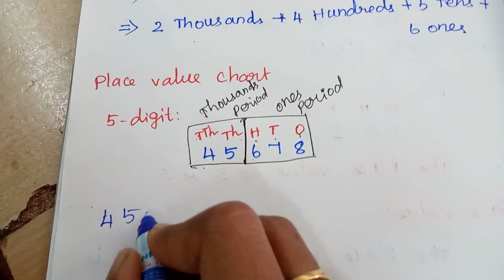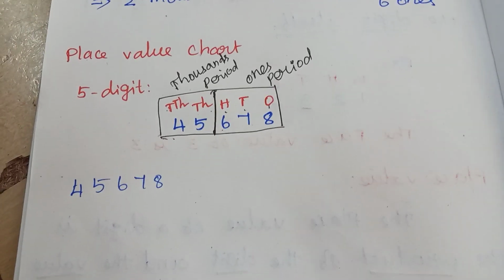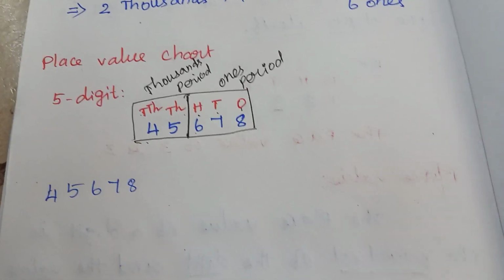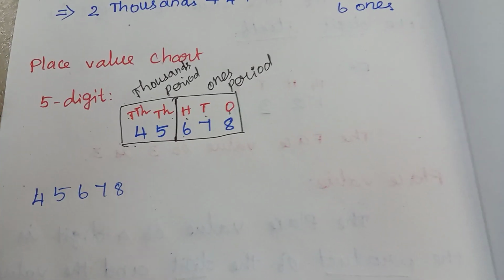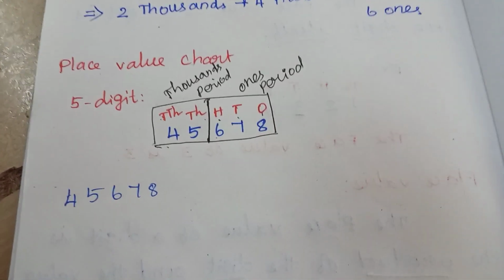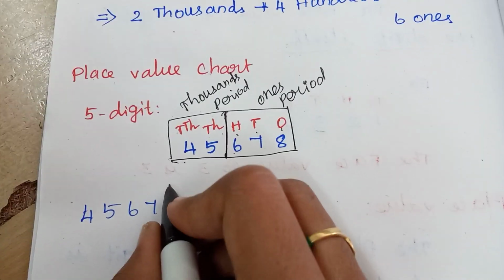4, 5, 6, 7. Okay, first, you know how to read the 4-digit and 3-digit numbers. Now you only have to learn the 5-digit number. How to read and write the 5-digit number, we will see now. So the first step is to write the places.